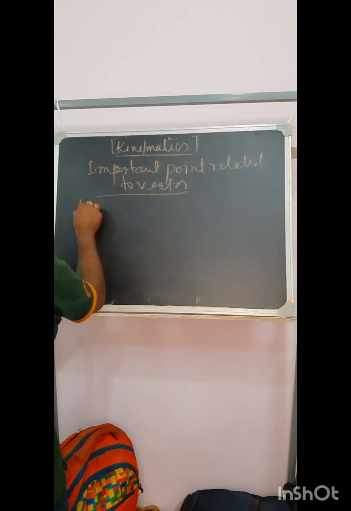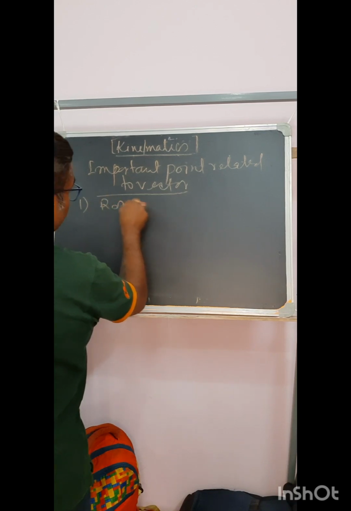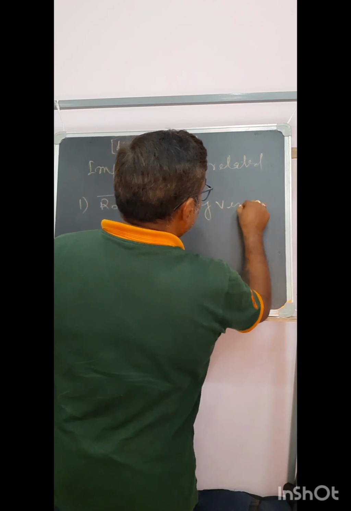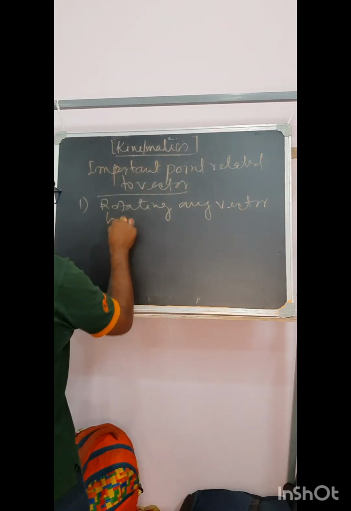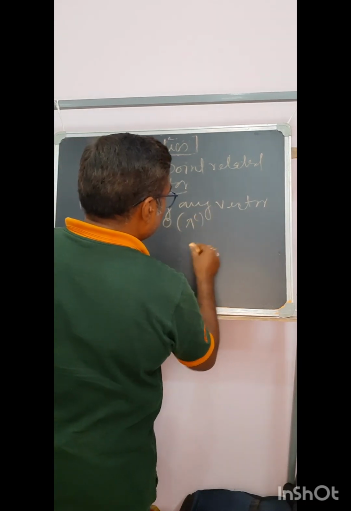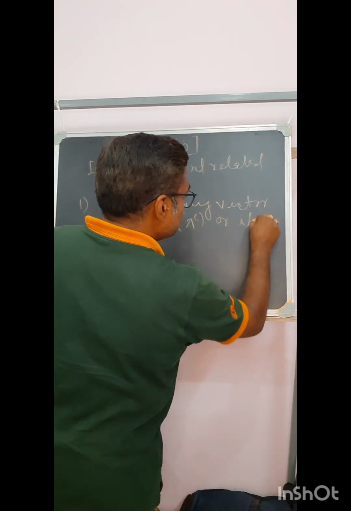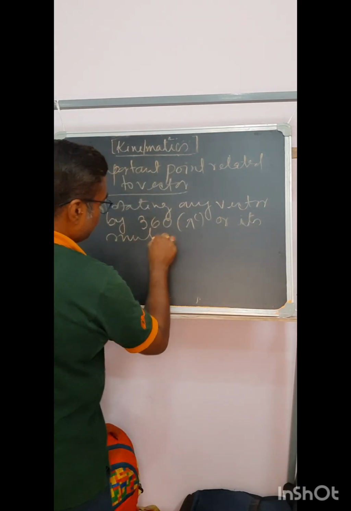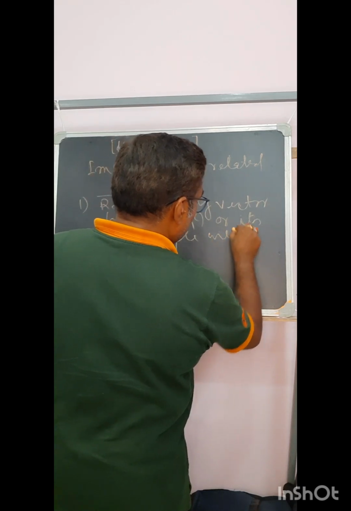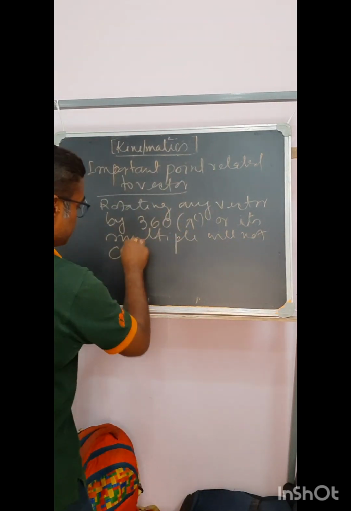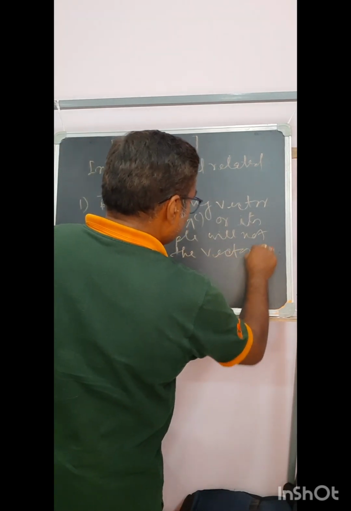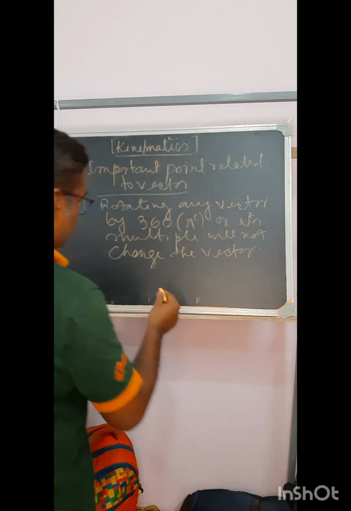So the first one is: rotating any vector by 360 degree or 2 pi radian or its multiple will not change the vector. Okay, so how is that?